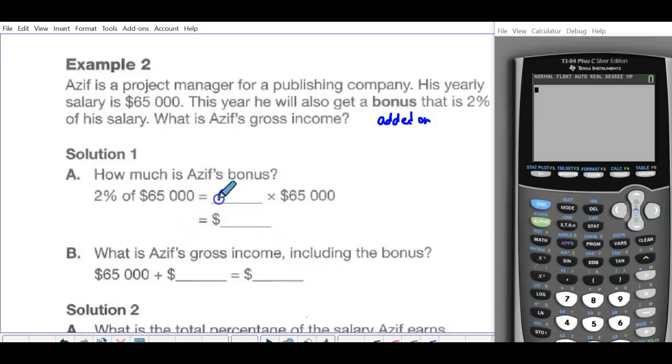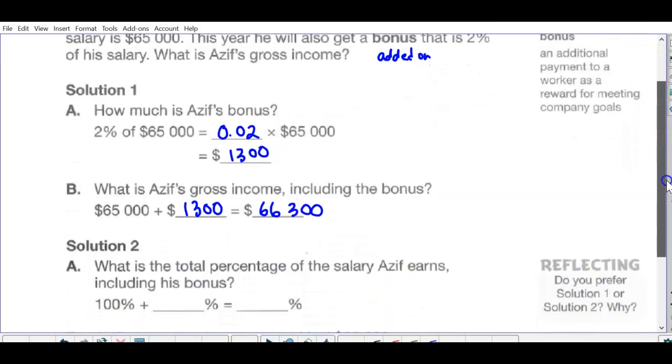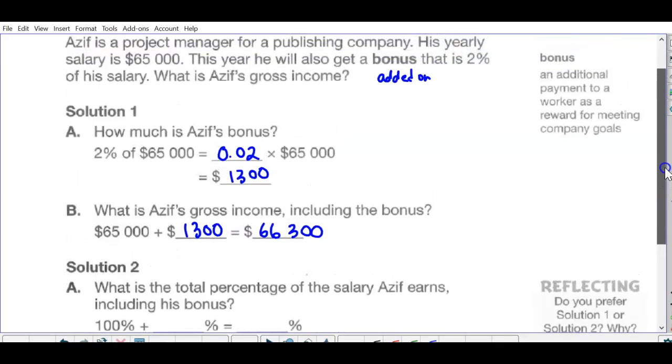So 2% is 0.02. Make sure you do not put 0.2. That's 20%, and that would be a really big bonus. Okay, so that's 1,300. So that's what we add on to 65,000. So that would be $66,300.